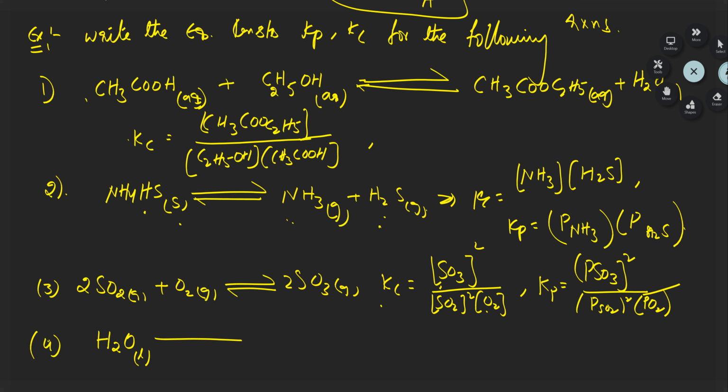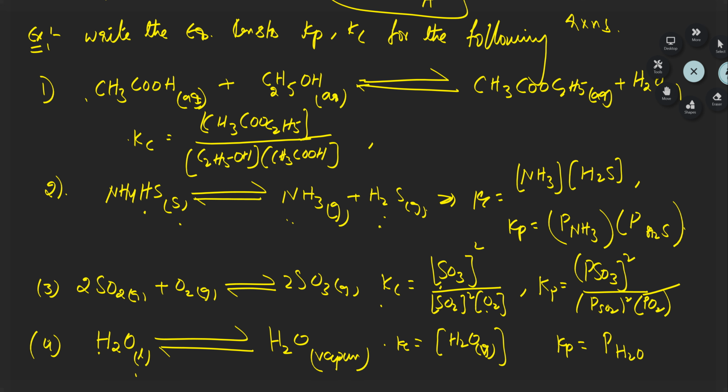Fourth one, H2O in liquid state at equilibrium forms H2O vapor. Write Kc and Kp. What is the Kc for this reaction? H2O liquid and vapor are given. Vapor is nothing but gas. Then Kc is the concentration of H2O vapor by H2O liquid, which is 1. So this is Kc. Then Kp is the pressure of H2O vapor, that is Kp.